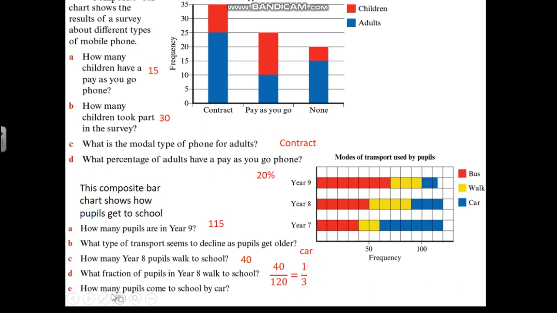And the last one, how many pupils come to school by car? So car is the blue one. So we've got 60 here, 70, 80, 90, 105. Okay, so they're all composite bar charts.